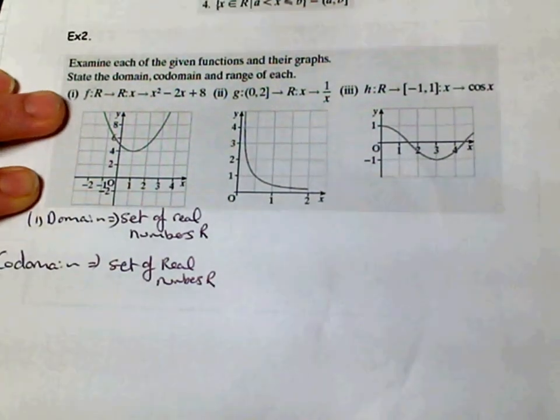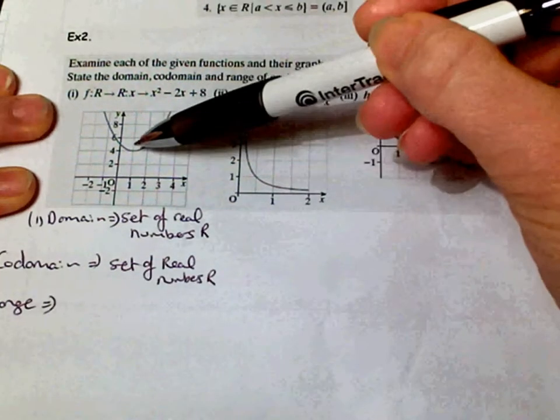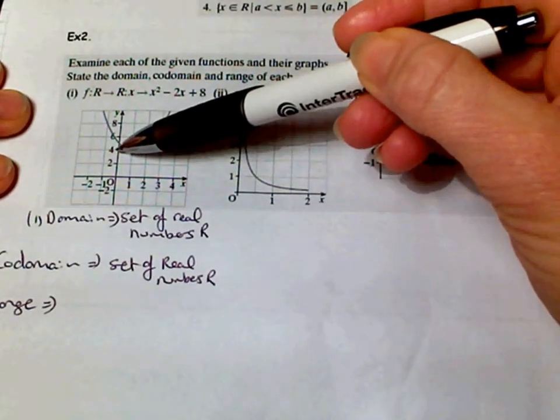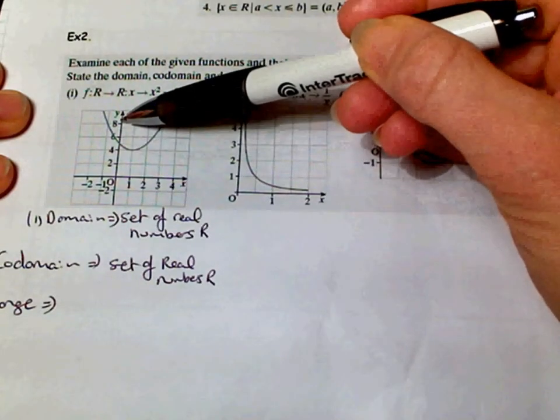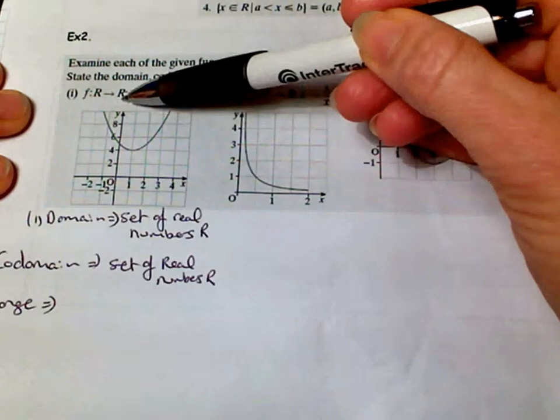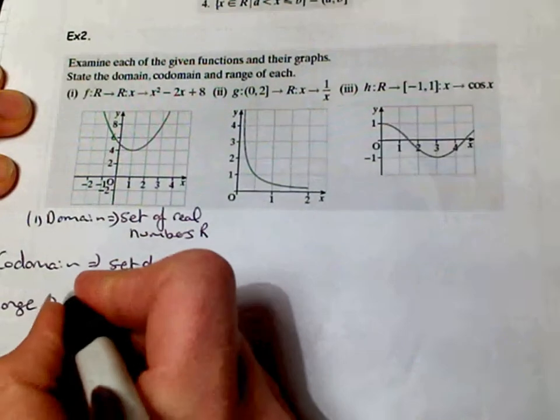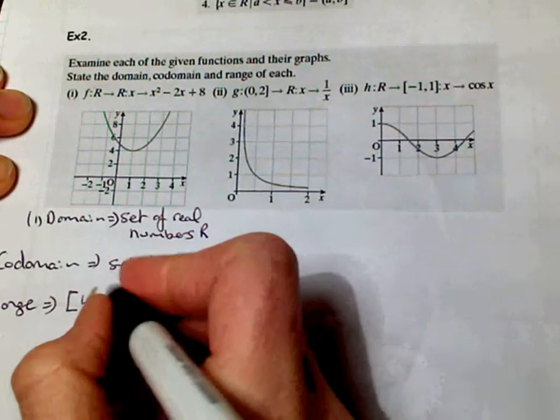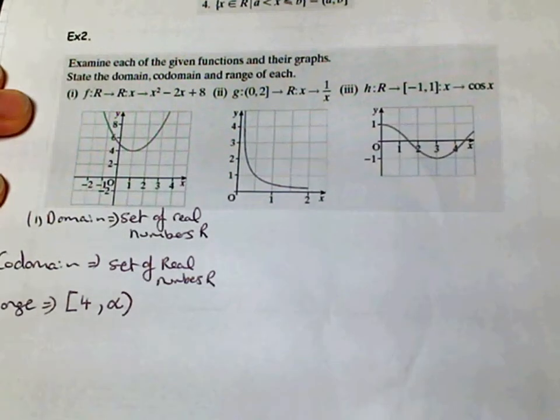Now the range. To get the range, you look at your graph. The range is going to be your output or your y values. It starts at 4, and 4 is included here. 4 is an exact y value, but it goes on and on, and there's an infinite number of outputs or y values. So how you write that is a square bracket and 4, because 4 is included, and it keeps going to infinity, so that's why I have my round bracket there.